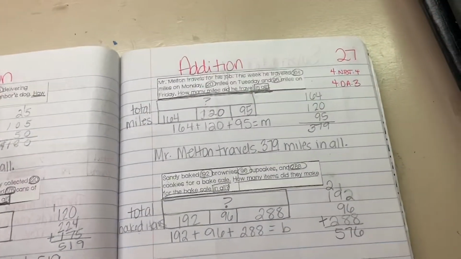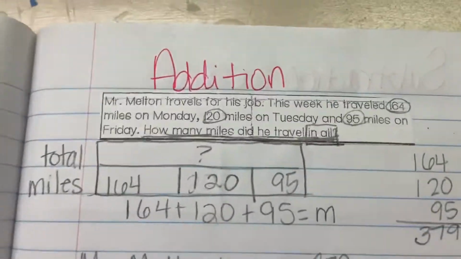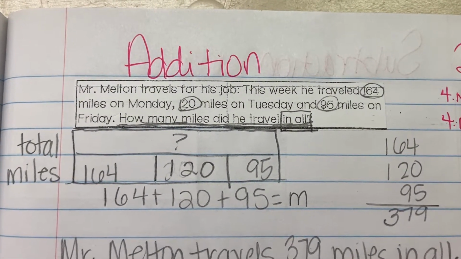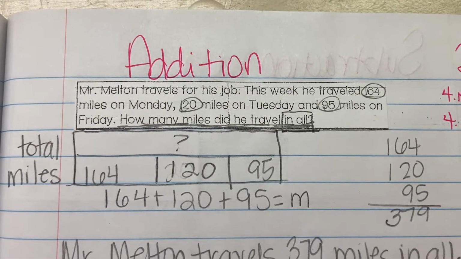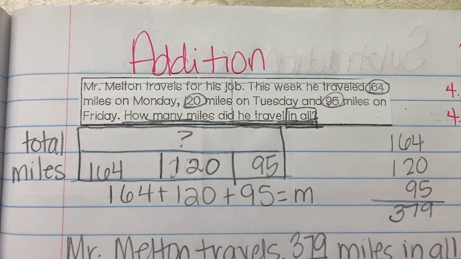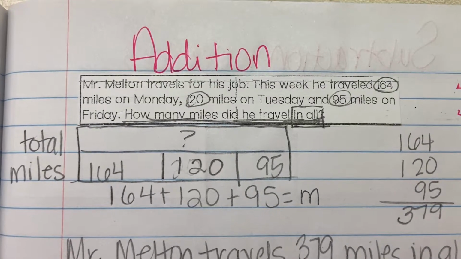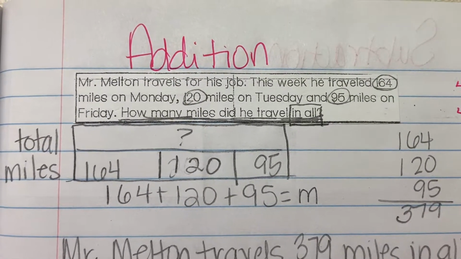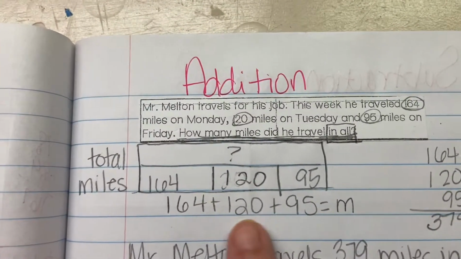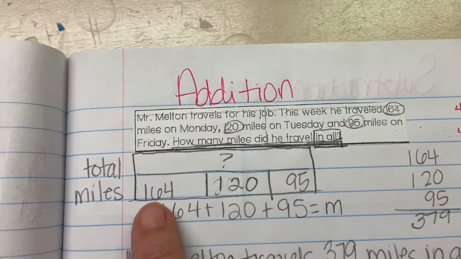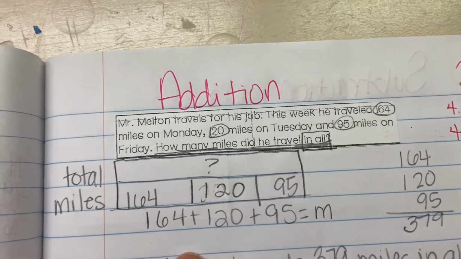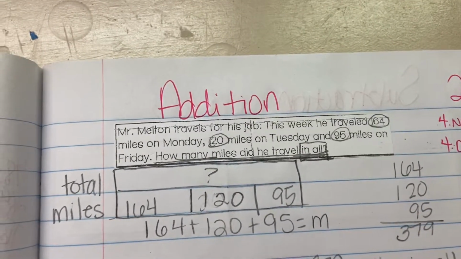So let's go back just for a second here and look at this word problem. Mr. Melton travels for his job. This week he traveled 164 miles on Monday, 120 miles on Tuesday, and 95 miles on Friday. How many miles did he travel in all? So the total is the top, and then miles, it shows the 1 day, 164, second day, third day. So you can see if you have all of your parts, then you need your whole, then you're going to have to add. And they would write the sentence and do the math over there.